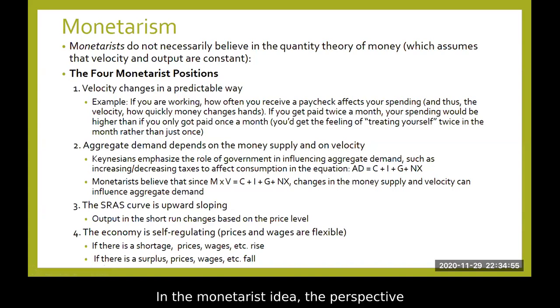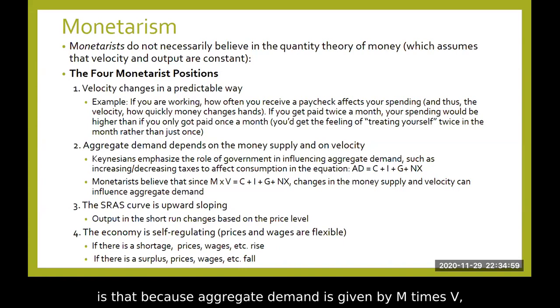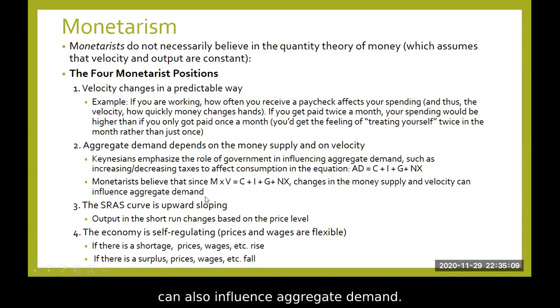In the monetarist idea, the perspective is that because aggregate demand is given by M times V, changes in either of these two variables can also influence aggregate demand.